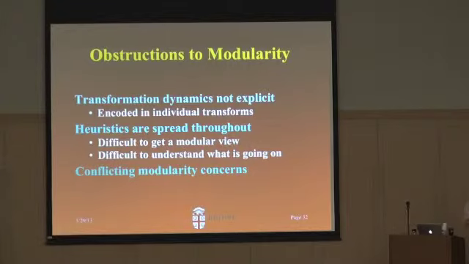So here are the obstructions to modularity: the transformation dynamics are not explicit. It's hard to modularize something that's not there, not in the code explicitly. It's encoded right now in individual transformations in their checks: if this is not the case, then don't do this. The heuristics are spread throughout. It's difficult to get a modular view of them. It's difficult to understand what's going on. This is all done because the transformations have to be independent of one another, and you essentially end up with conflicting modularity concerns. You can't modularize both things.